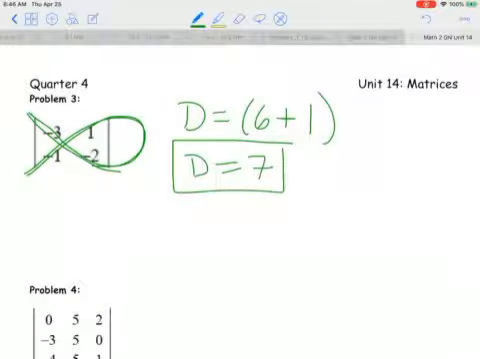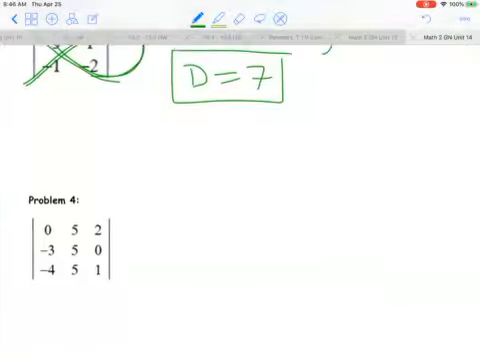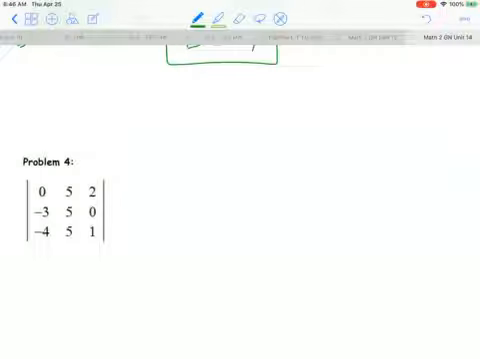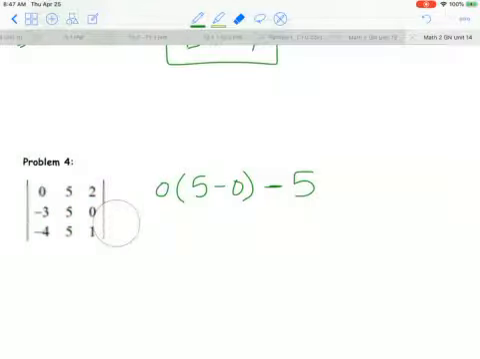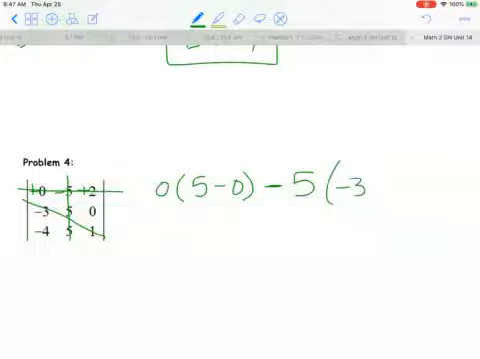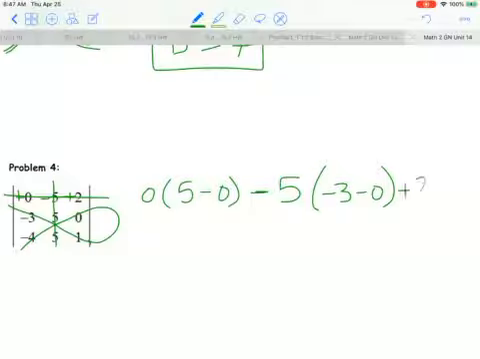And if you have questions more than that about how to get this, just ask me. This next one, so plus minus plus, so 0 times, and we have fish there, 5 minus 0, and then minus 5. Okay, that minus 5 is from here, and then we don't use that column. So our fish is negative 3 minus 0. Lots of zeros in this one, which is nice. And then we have a plus 2.